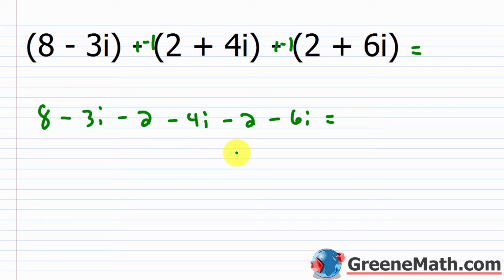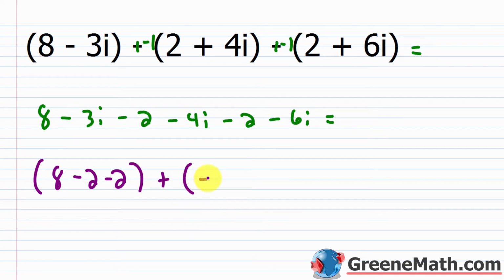At this point, you should understand that you can add the real parts together and the imaginary parts together. So in other words, I can say 8 minus 2 minus 2. 8 minus 2 is 6. 6 minus 2 is 4. But if it helps you, you can group it like this. 8 minus 2 minus 2. And then plus, you've got your imaginary parts.